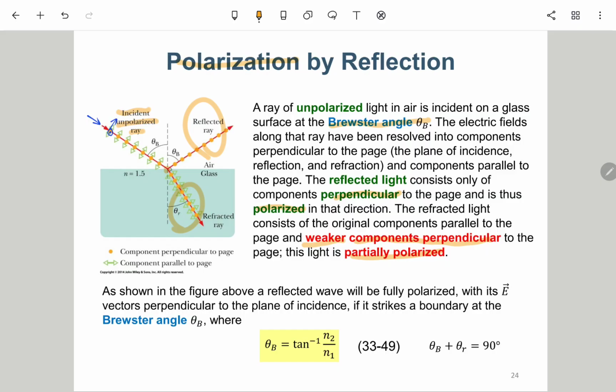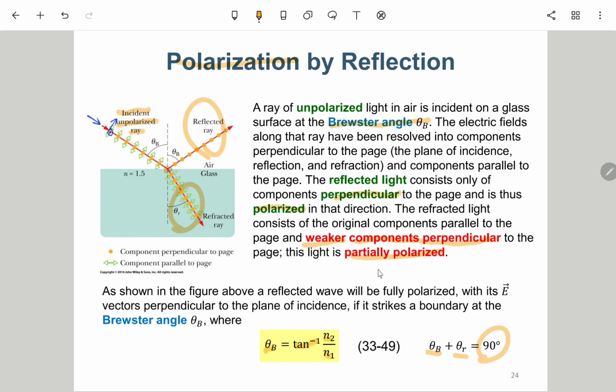Of course we don't try to derive why it would be like that. It is too advanced. I just let you know the conclusion, that theta b will be arctangent of n2 over n1, related to the trig function. Here of course n2 is larger than n1, so arctangent of n2 over n1 would be larger than 45 degrees in this case. So here we have an interesting property, that theta b plus theta r is 90 degrees.